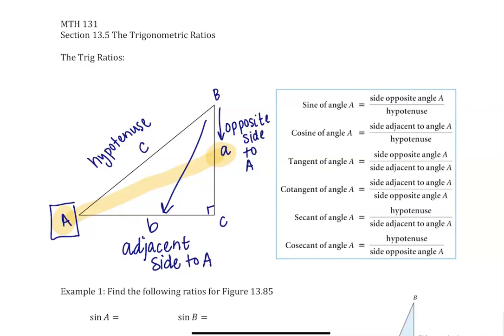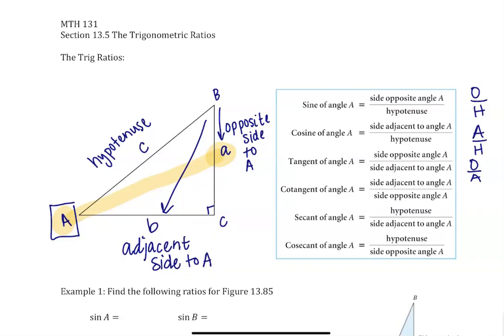Now, many of you might remember from high school SOHCAHTOA. Maybe that sounds familiar. You can simplify this as sine is opposite over hypotenuse, SOH, cosine is adjacent over hypotenuse, CAH, and tangent is opposite over adjacent, TOA.